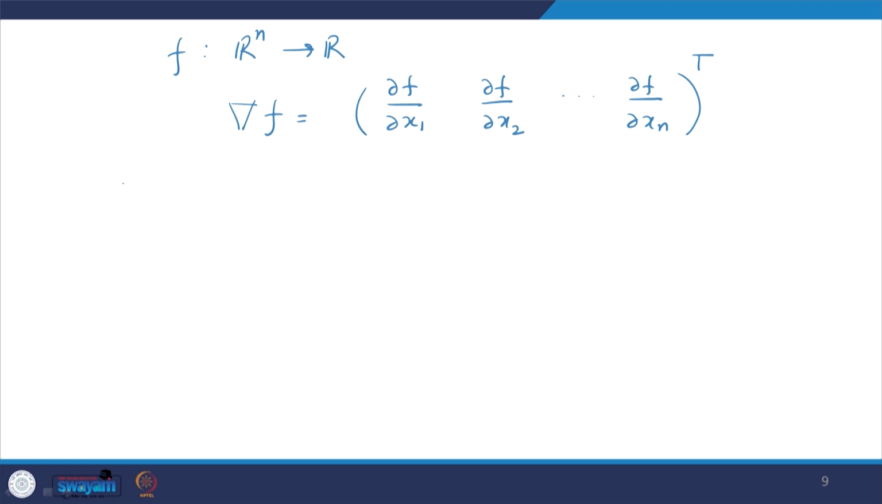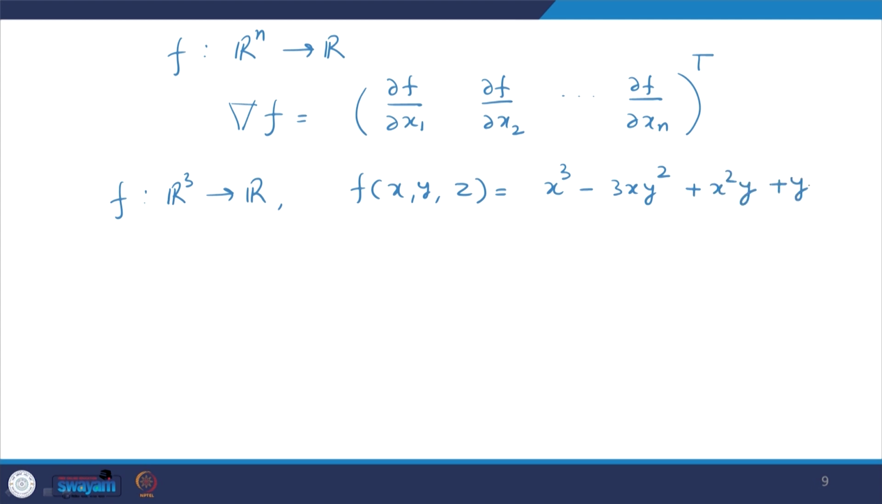Okay. And suppose you have a function f from R^3 to R, defined like this: f(x, y, z) equals x cube minus 3x y square plus x square y plus y cube plus z y. Suppose you have this function, and you want to compute the gradient of f at, say, (minus 1, 0, 1). So how can we proceed? Simply we have to find the first order partial derivatives of f with respect to x, y and z, and compute these at this point; that will give the gradient of f at this point. So let us complete this problem. What will be f_x?